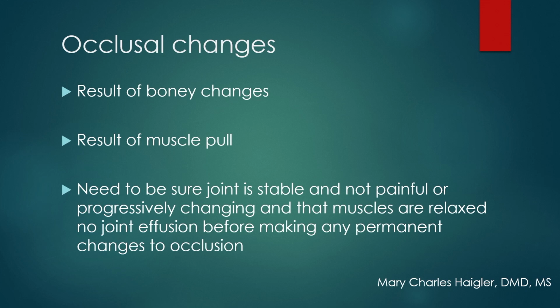So before making any type of occlusal changes to your patient, you want to make sure that the joint is stable and not painful and that it's not progressively changing, because you don't want to chase occlusal changes with orthodontics or restorations if you don't have stability, because you're just going to keep chasing it. Does that make sense?